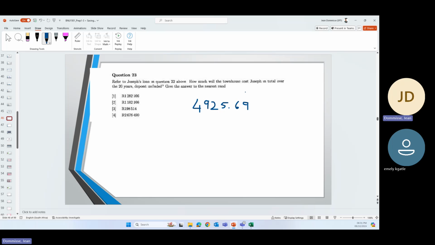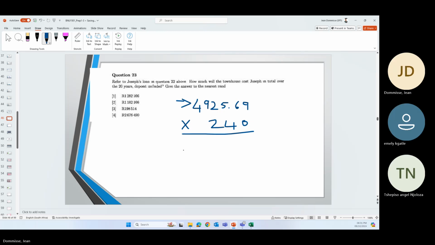But how much will the townhouse cost in total over 20 years? So he's paying 4,925 Rand per month. So over the 20 years, that will cost him... Why don't I get one of those? So let's see if I worked it out wrong. Wait, I did something wrong here. Oh, okay, so what I worked out, wait, I made a mistake.